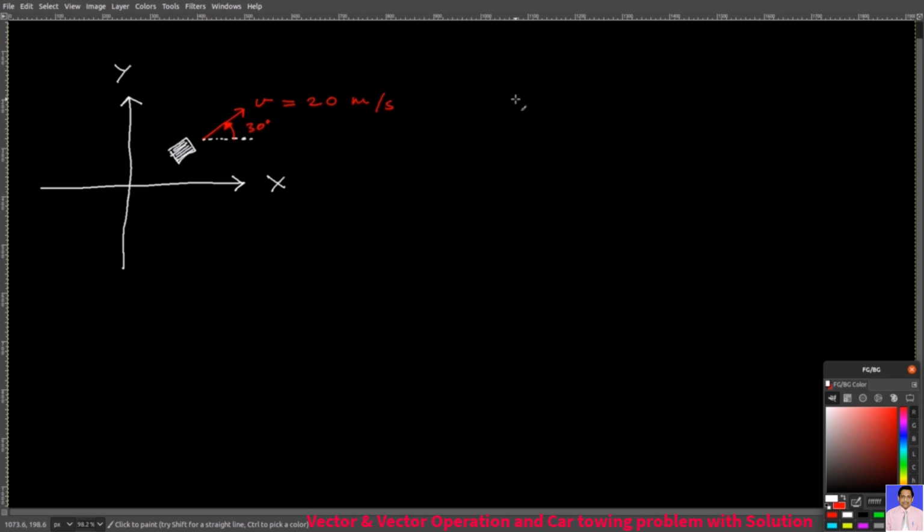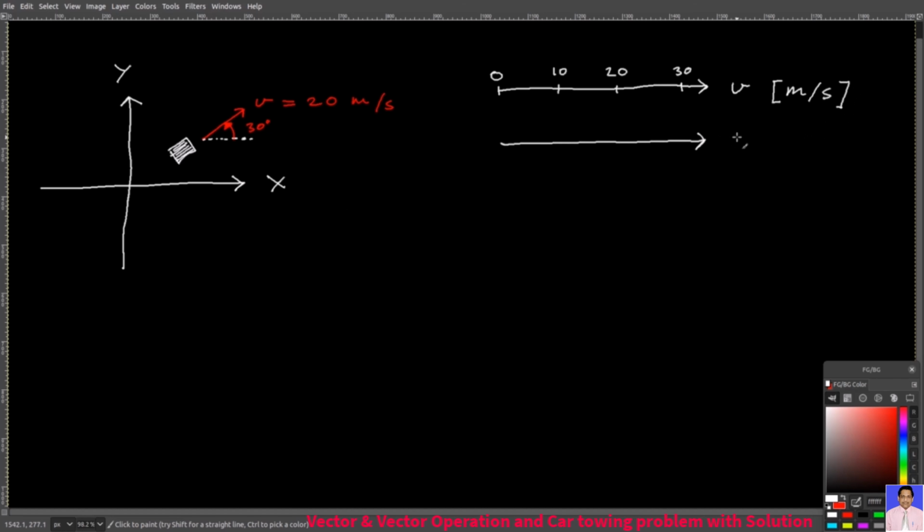I can also represent them like this. I have one axis which I call V. These are the numbers, and the unit is meters per second. And then I have another axis that I call theta. That's the axis for the angle. Let's represent it in degrees right now. Again, you have the numbers here for the degrees.